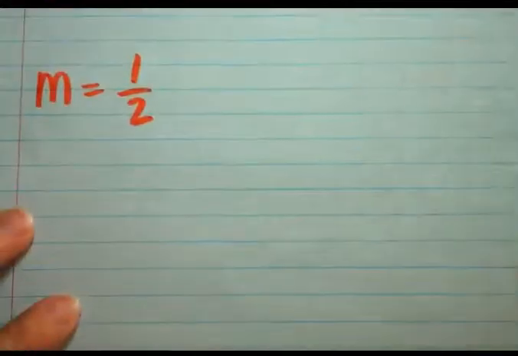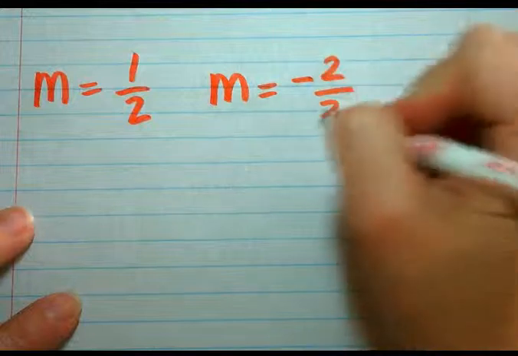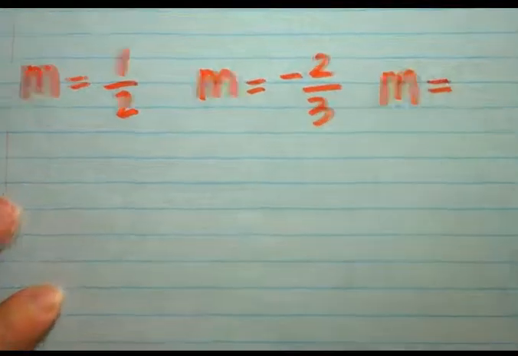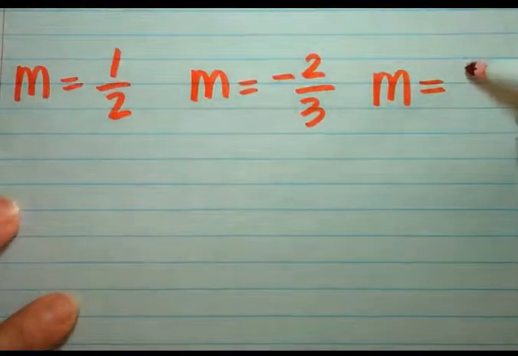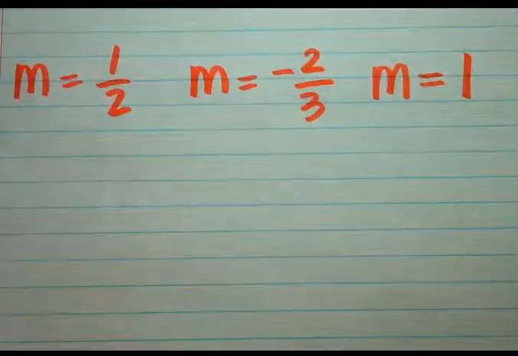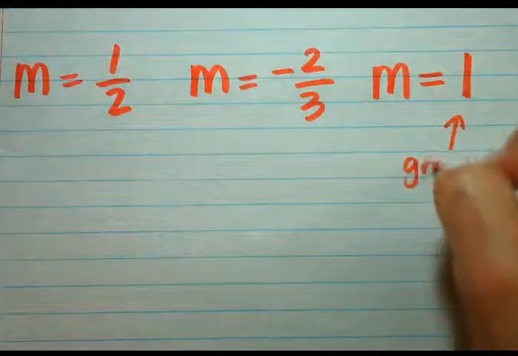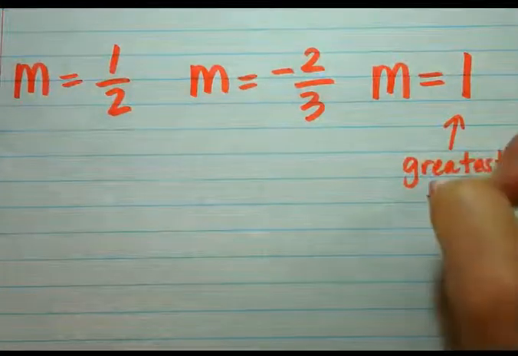All right, so just a couple more to look at. Let's say that you had slopes of, I'm sorry, off the camera, 1/2, let's say you had a negative slope of 2/3, and then let's say you had another slope that was 1. All right, if you were asked to rank these, the greatest rate of change is this one. This one is the greatest rate of change.